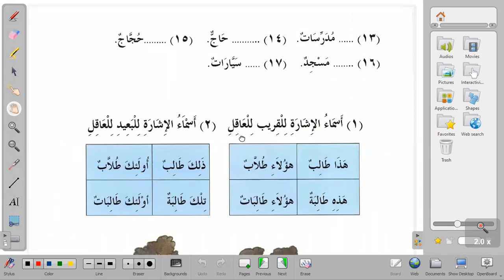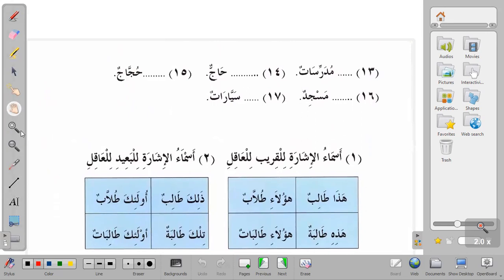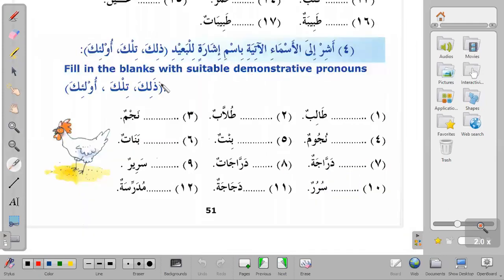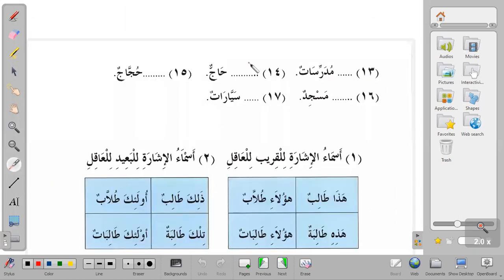We are continuing with a similar thing here. So what do we put here? Ulaika mudarrisatun. Ulaika is used for both masculine and feminine plural, but far away. So these female teachers are far away, and that's why you use ulaika. Now we have hajun. Sorry, we use zalika hajun. Why? Because hajun is singular. The pilgrim's plural is hujajun, but the singular is just hajun, one.